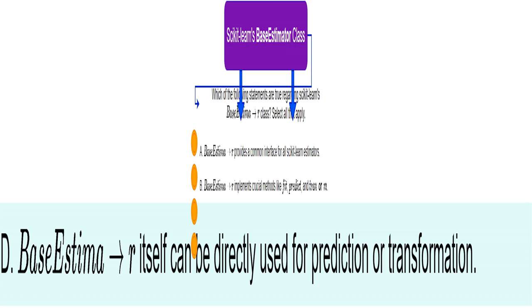This is incorrect. You can't directly use base estimator for prediction or transformation. It's just a base class. You need to use a specific subclass which implements the needed functionality. It's like a recipe book providing the general framework for baking, but you can't bake just by reading it. You need a specific cake recipe.